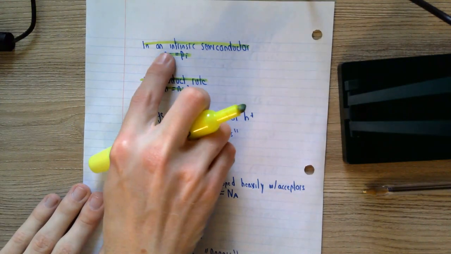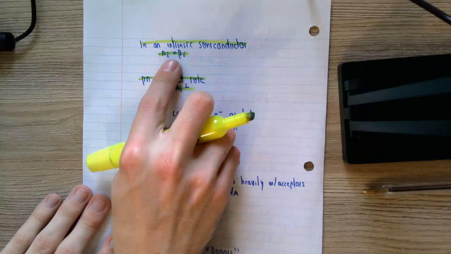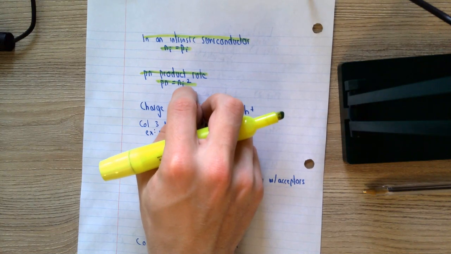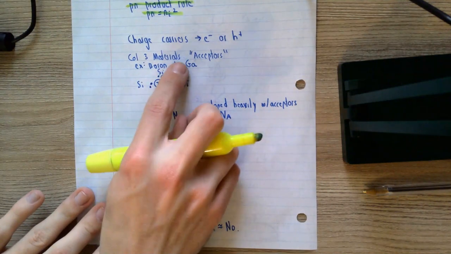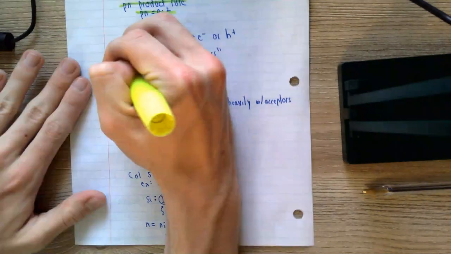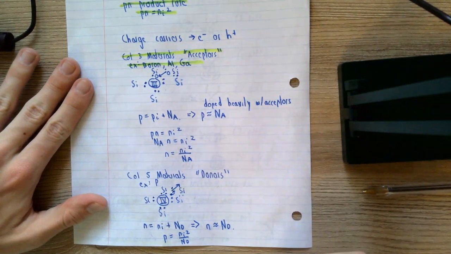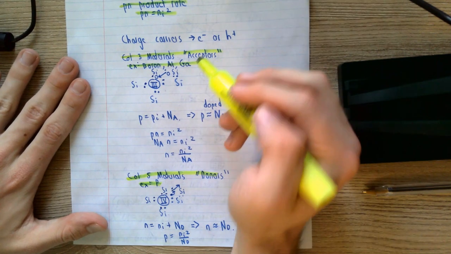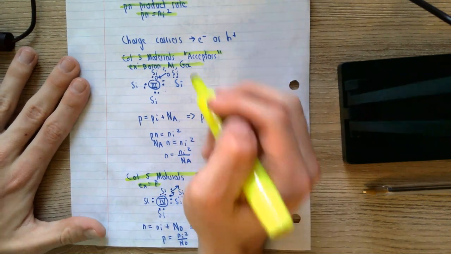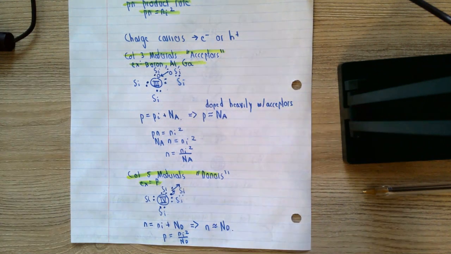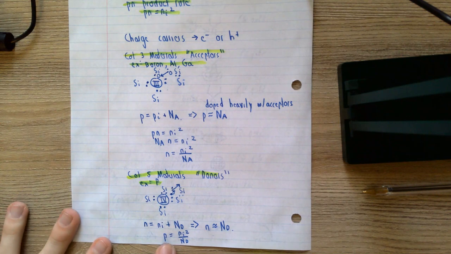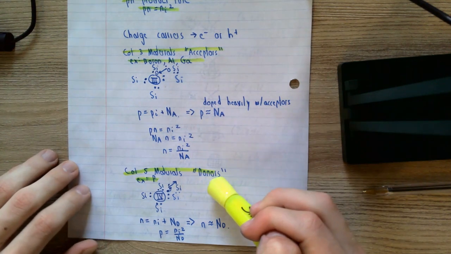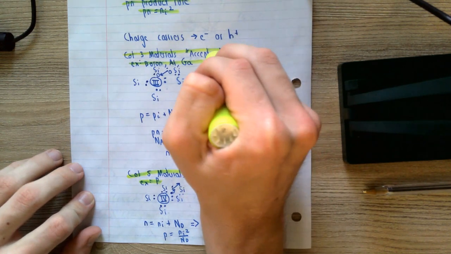In an intrinsic semiconductor, this relationship holds true, where the number of electrons is equal to the number of holes. The p-n product rule holds true for intrinsic and extrinsic materials. Acceptors are column 3 materials, and oftentimes we're going to see boron, aluminum, and gallium, whereas in column 5, it's mostly phosphorus. Acceptors have one hole, so they have only 3 electrons, where donors have 5 electrons. Then we can derive how it changes that p-n product rule relationship. In donors, electrons are the majority charge carriers, whereas in acceptors, holes are the majority charge carriers.